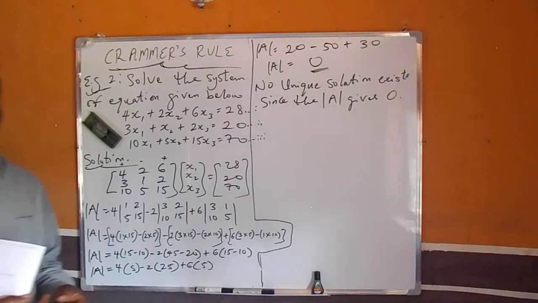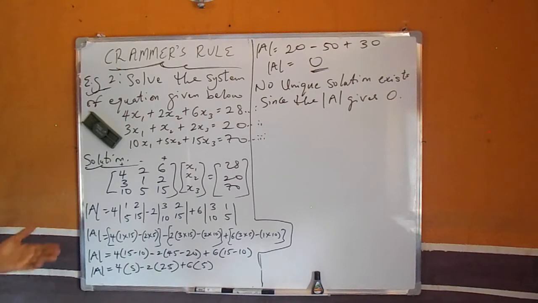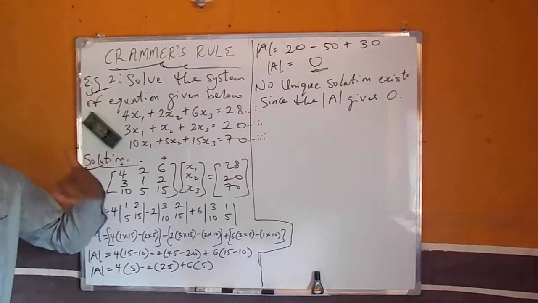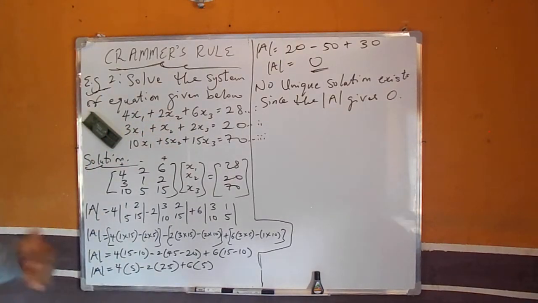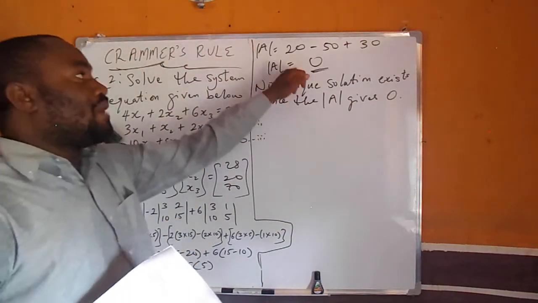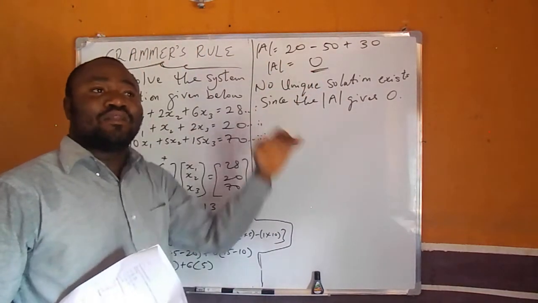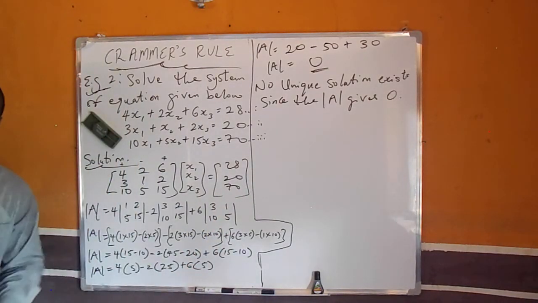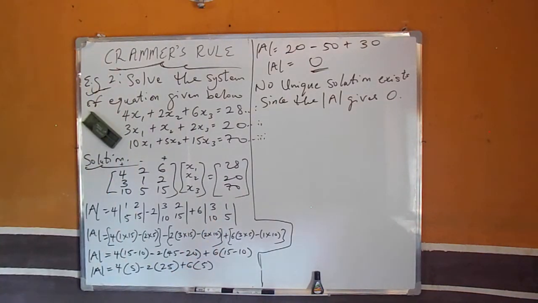We cannot move further by looking for the determinant of x1, x2, and x3. Because if we move further to look for the determinant of x1, x2, x3, our final answer for x1, x2, and x3 will still be 0, because we still have to divide anything we get by this 0, which is the determinant, and it will still give us 0. So that means no unique solution exists in this kind of equation. We move to example 3.